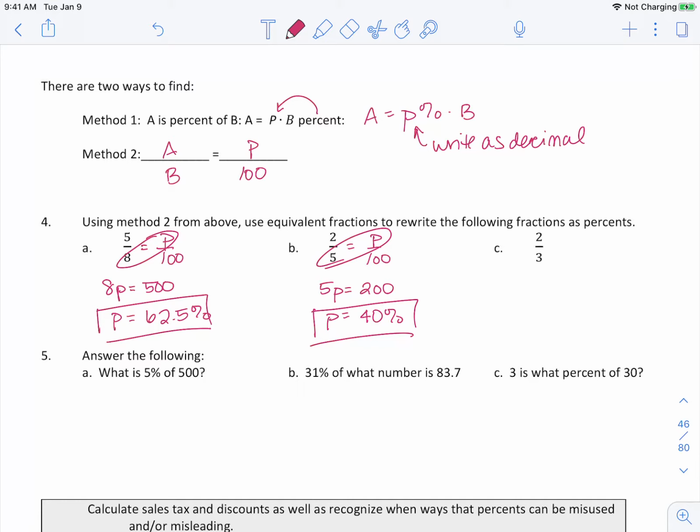Okay, we have 2/3 equals P over 100. Again, we can cross multiply. 3P equals 200. And in this case, P equals, we could say 66 2/3%, or you could say 66.67%.